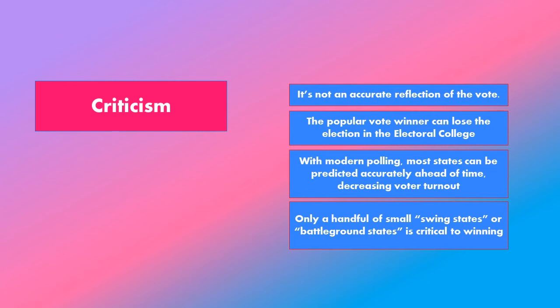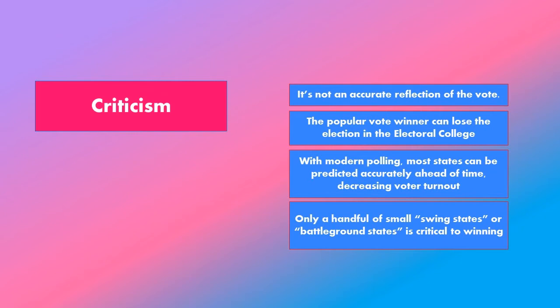Another problem here, we do a lot of polling. We poll states all the time. We always try to poll voters and find out how they feel about the election. And with modern polling, we can predict the outcome of most states ahead of time. And this way, we know that like California is going to go to the Democrat. Tennessee is going to go to the Republican. We know that Montana is going to go to the Republican. We know that Illinois is going to go to the Democrat. We know so many of these states ahead of time that they become unimportant in the outcome of the election.